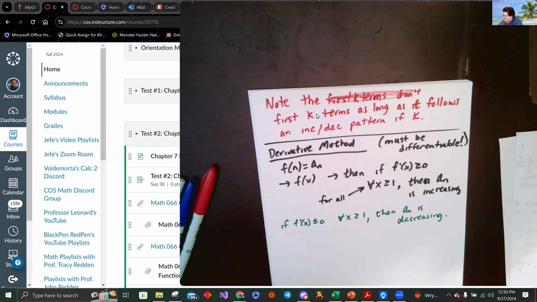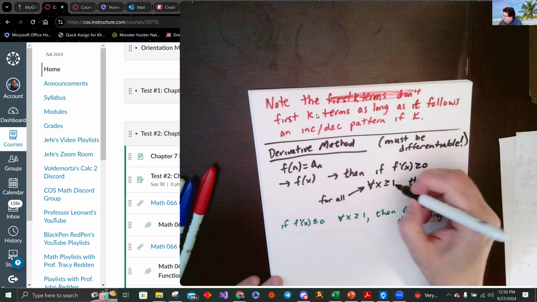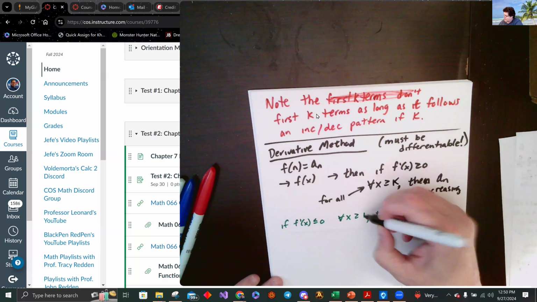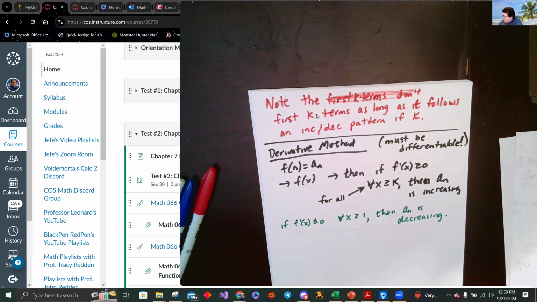I'm going to change that. I'm going to say 1. I'm going to say some value k. There's got to be a point where it cuts off and starts going the other way. Same principle that we had up here. But k should be greater than 1.